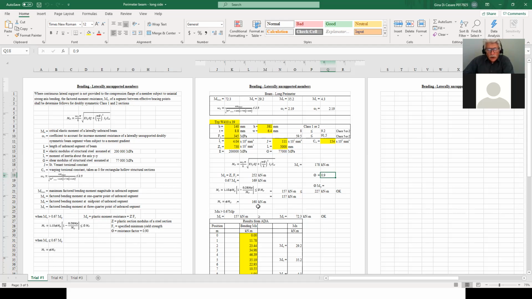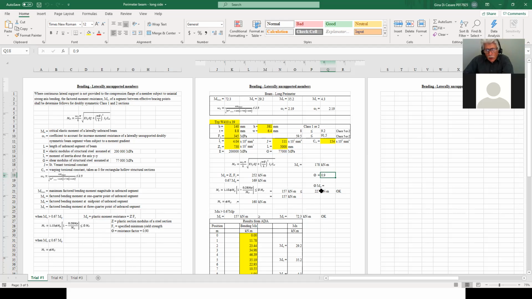And of course, my spreadsheet checks right here. It does a check. And on top of that, the MR value here has to be less than phi MP. This is like MR equal to phi ZX FY. That's what this is, phi MP.